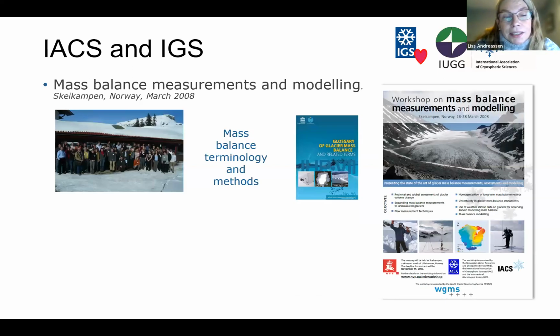So IACS is related to IGS and we cooperate in several ways. I just want to mention a few of those cooperations. One thing is the International Workshop on Mass Balance Measurements and Modeling. In the early phase of IACS, I was convening that in Norway, and this was a cooperation between IGS, IACS, the Glacier Monitoring Service, and NVE. Out of this workshop came one of the first working groups on mass balance terminology and methods, and we have a glossary by Cogley et al. from this very important early work of IACS.